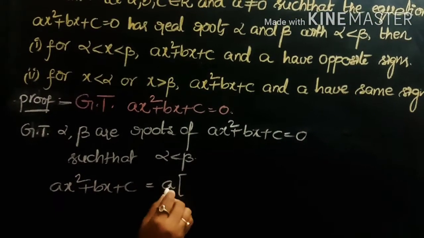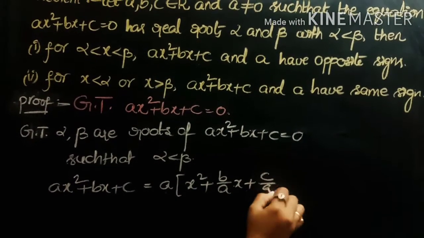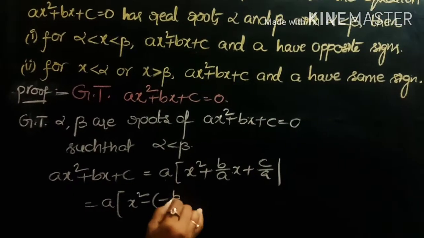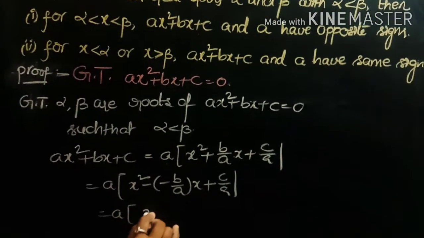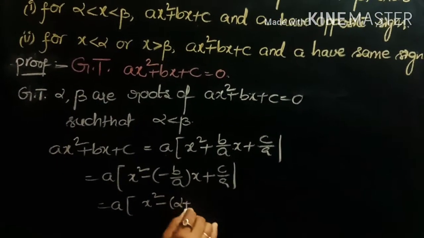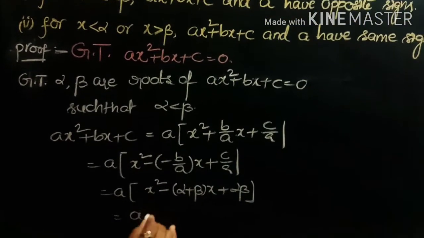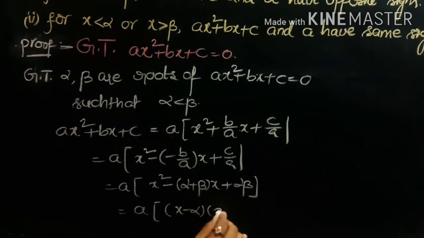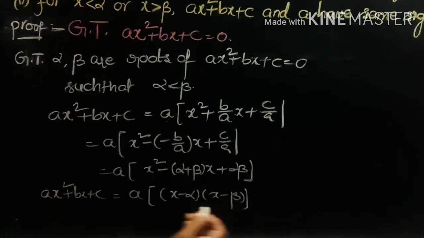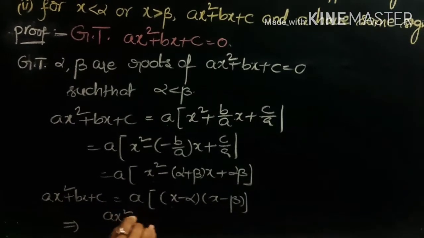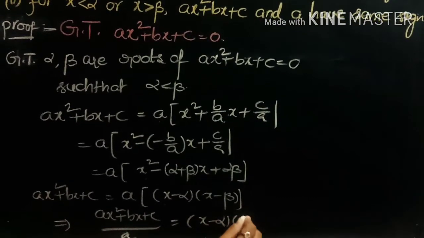And in the next step we take ax² + bx + c. In this expression first we take a common, that is a(x² + (b/a)x + c/a). And this is equal to a(x² − (−b/a)x + c/a). And this is equal to a(x² − (alpha + beta)x + alpha beta), since −b/a is nothing but alpha + beta and c/a is nothing but alpha beta. And this is equal to a(x − alpha)(x − beta), that is ax² + bx + c = a(x − alpha)(x − beta), which implies the value of (ax² + bx + c)/a = (x − alpha)(x − beta).